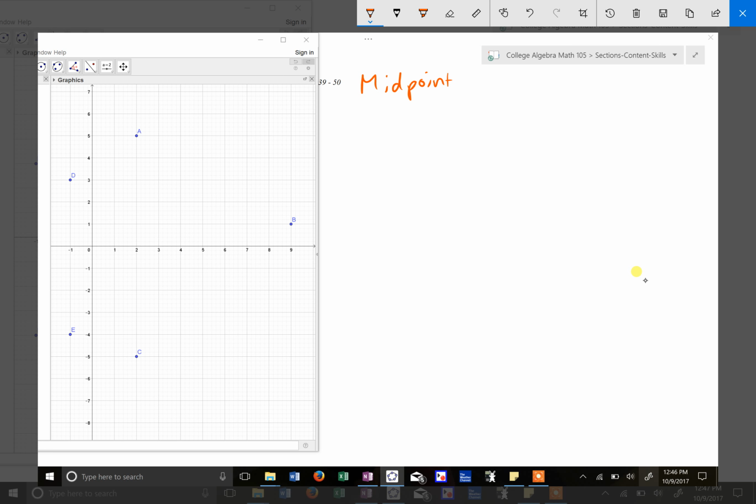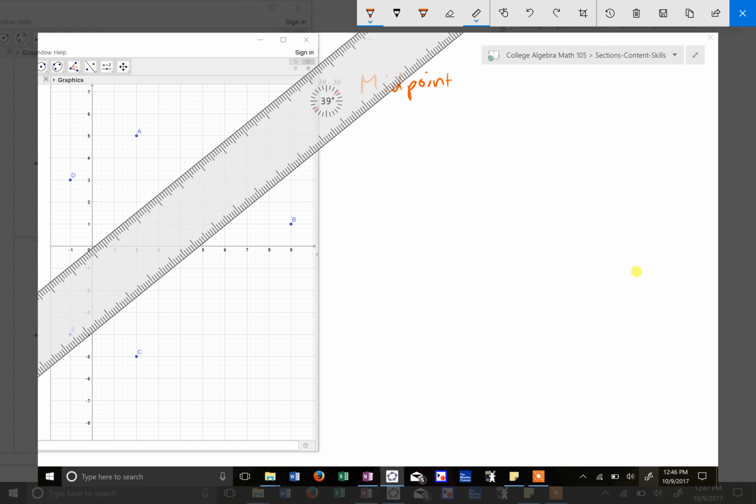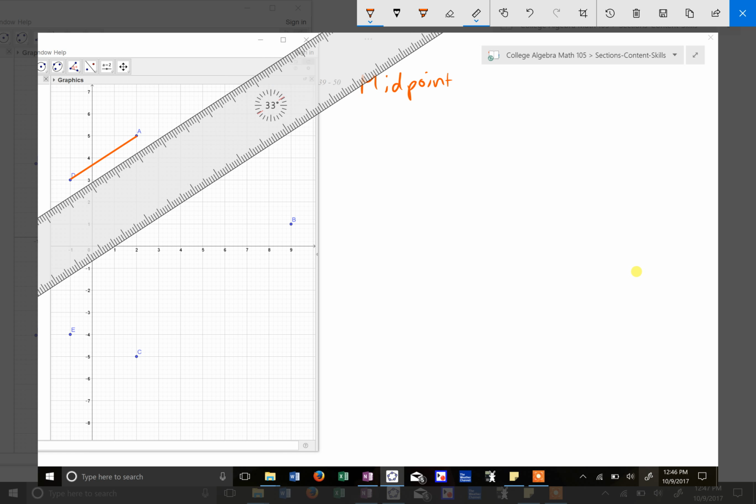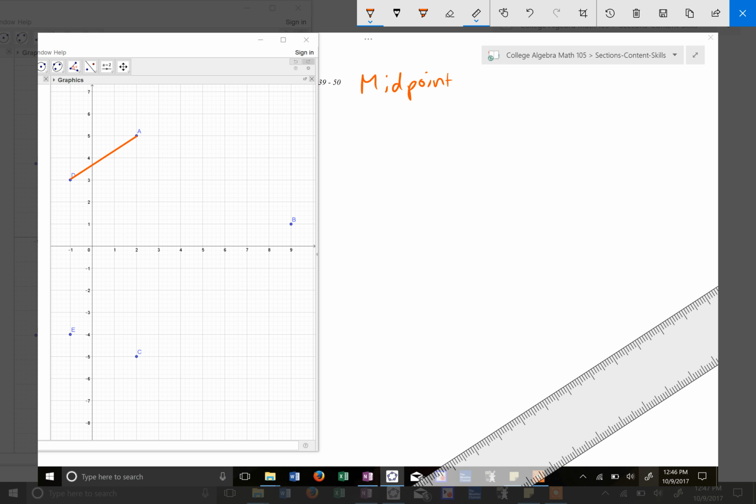If I want to find the midpoint between A and D, first of all, you should use a ruler because that looks atrocious. Let's see. Between A and D. Here we go. What I would recommend doing is finding the X value and the Y value for A, and the X value and Y value for D. And then we'll get on with it. So it's 2, 5 for A. It's -1, 3 for D.